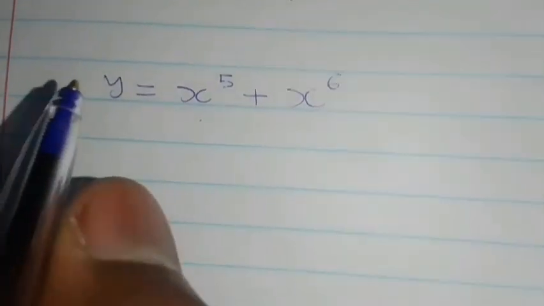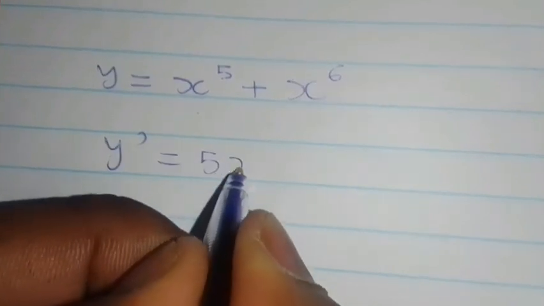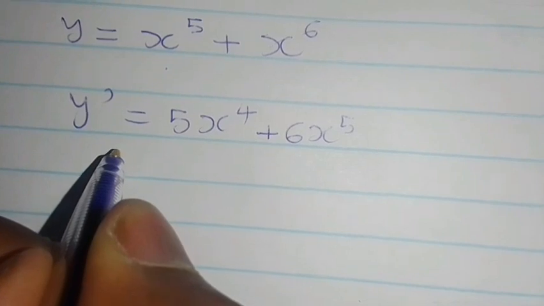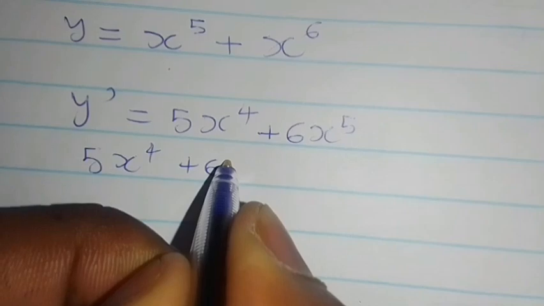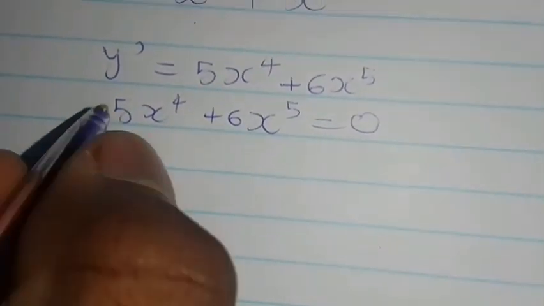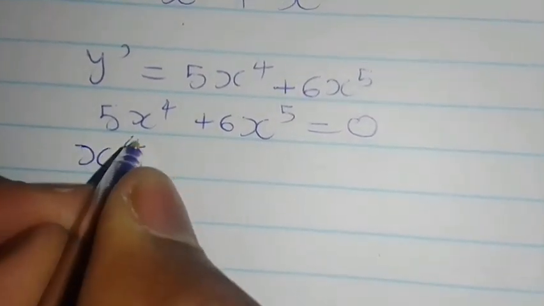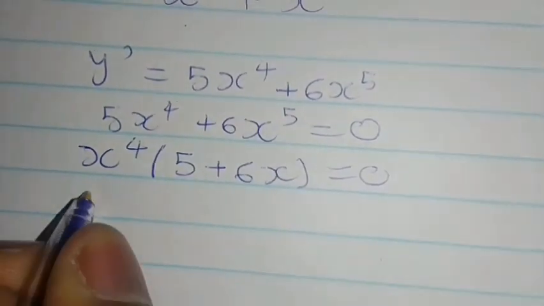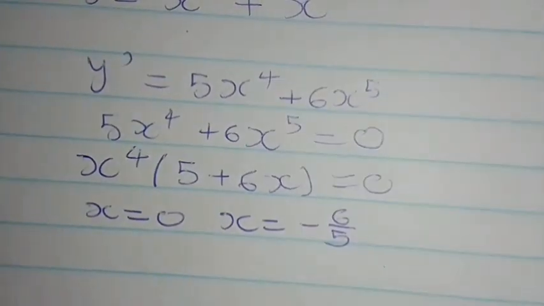Now, if you take the derivative of that, then you'll have 5x to the fourth plus 6x to the fifth. Then if you set the derivative equal to 0, you'll have 5x to the fourth plus 6x to the fifth equals 0. If you try to find the critical points of that, you'll have x to the fourth times (5 plus 6x) equals 0. That means you have x equals 0 and x equals -5/6 as the critical points of that function.